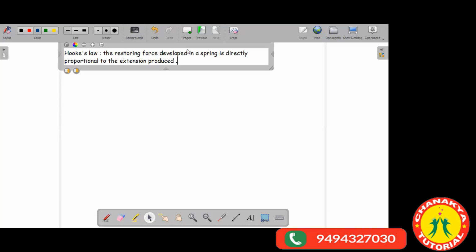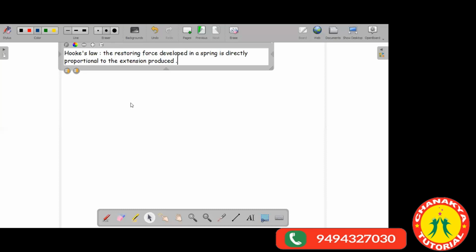Hooke's law means it's not only the spring, it can be any object. All the objects develop a restoring force if a certain amount of force is applied on them. If a force in equilibrium is applied on them, a restoring force is developed, and that restoring force is directly proportional to the extension produced. By extension, we mean that there can be different types of modifications in shape.